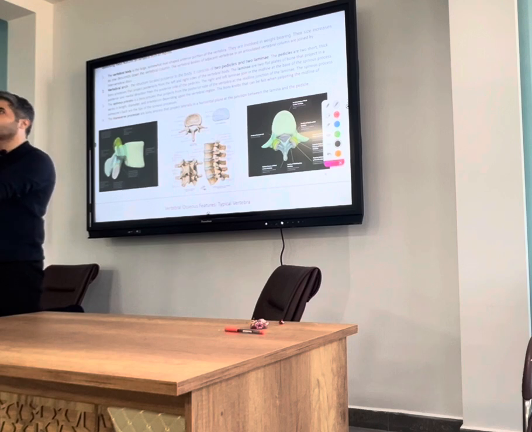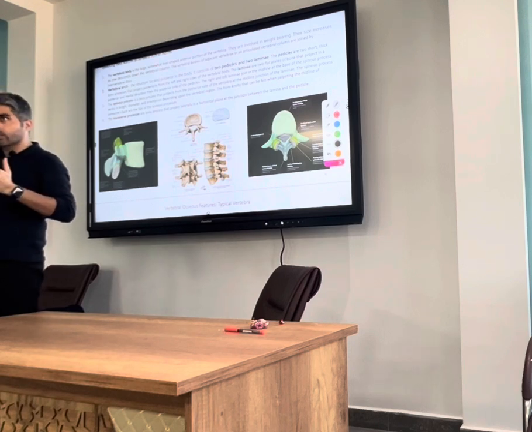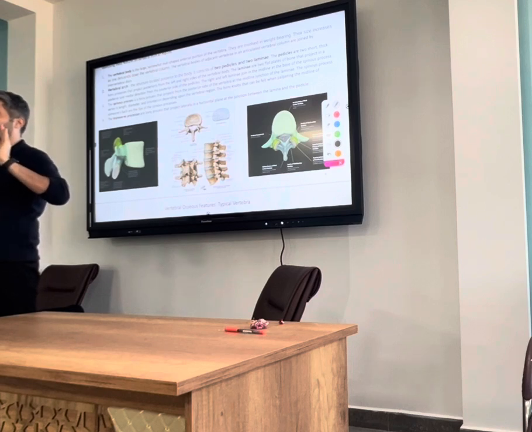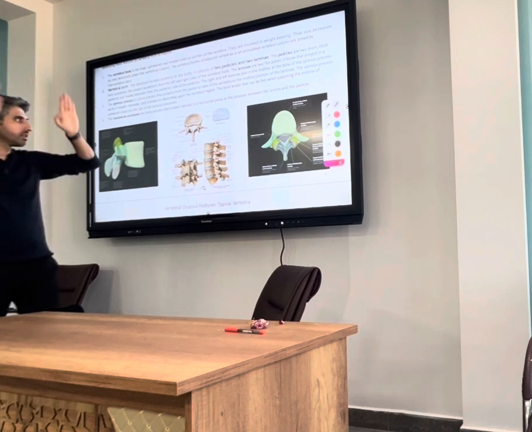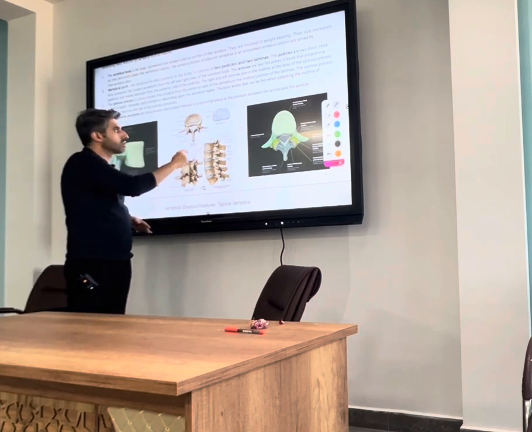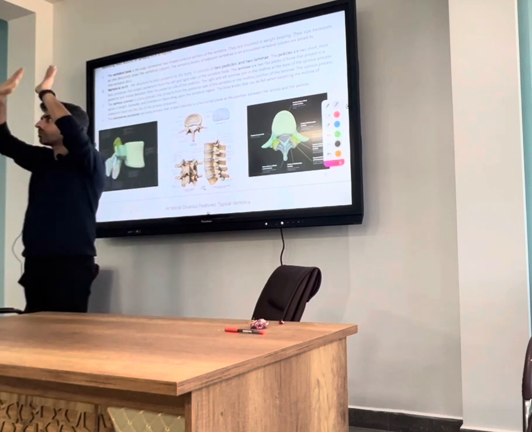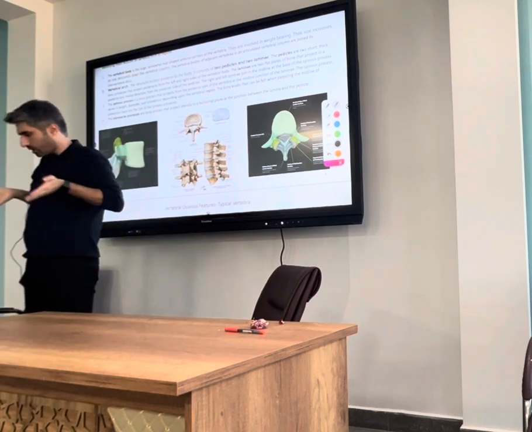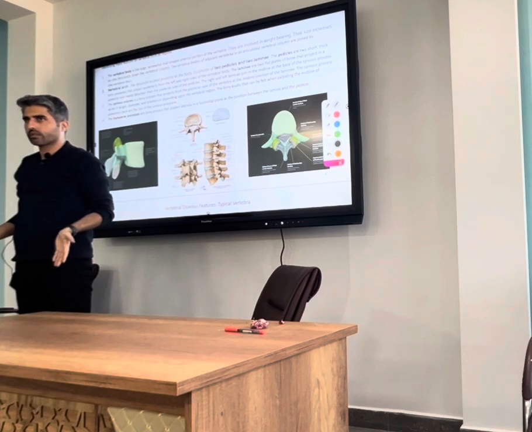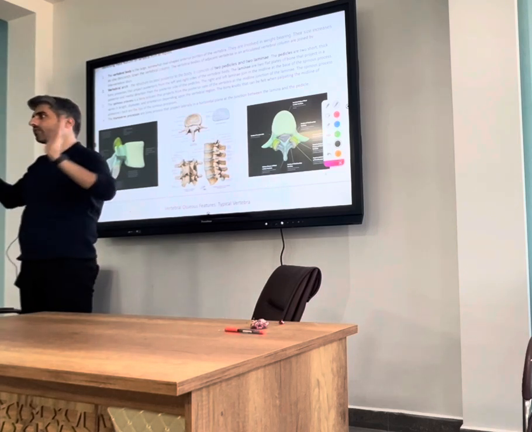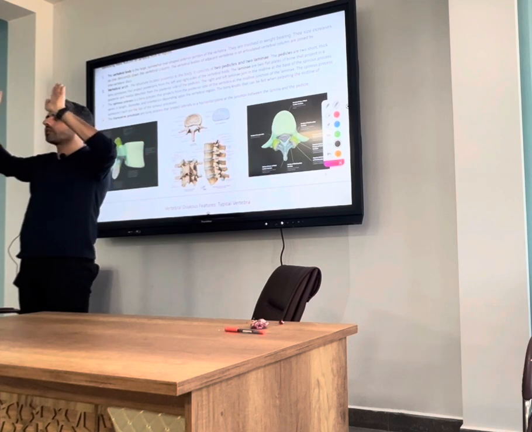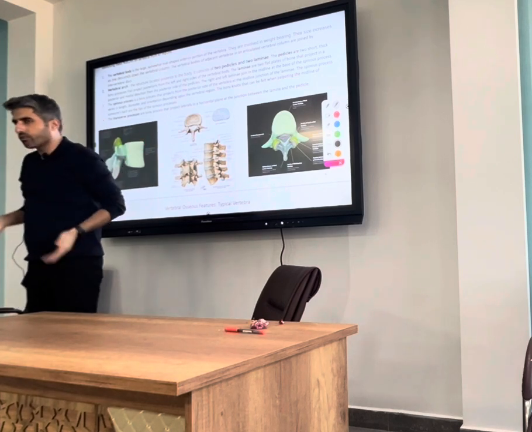Transverse processes go to the lateral, right and left. A spinous process goes to the back. Superior articular processes go up. Two processes go up, one each side. Here, here, and here. Two processes go down, inferior articular process. They are paired, superior and inferior, like transverse processes.